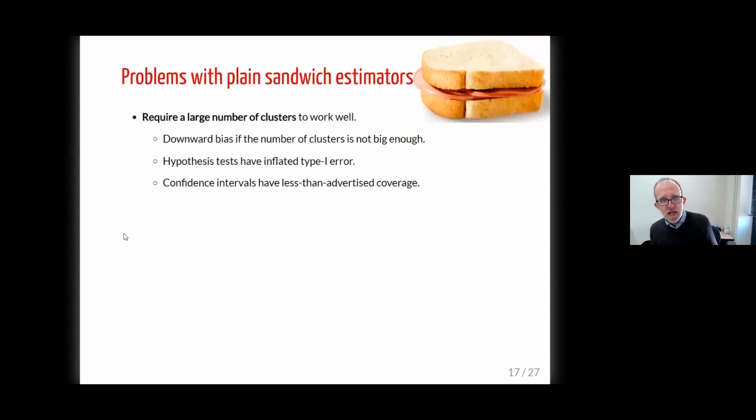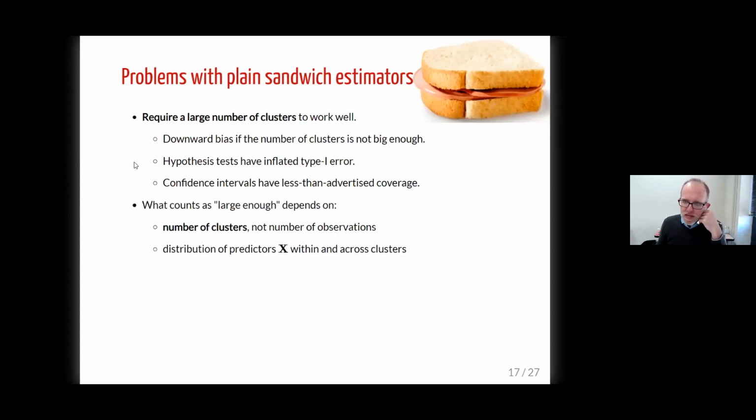The problem with plain bologna sandwich estimators is that they require a large enough number of clusters. If you don't have a sufficient number of clusters, the standard errors actually tend to be too small. They don't properly capture all of the uncertainty. They have a downward bias. And because of that, hypothesis tests tend to have inflated type 1 error rates. Confidence intervals have less than the advertised level of coverage. So they're narrower than they should be.